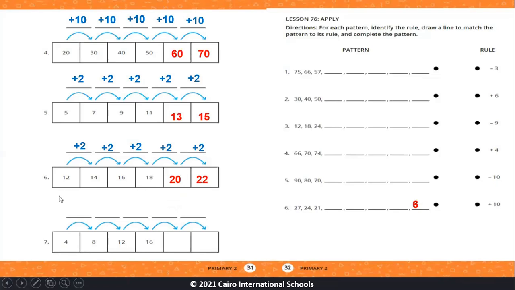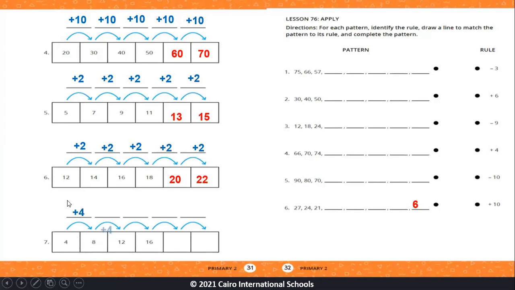Okay, the last one in this lesson, 4, 8, 12, 16. The pattern is increasing pattern or decreasing pattern? Yeah, bravo, it's increasing pattern. Great, so bravo. So each time we are adding. Adding what? Subtract the first two numbers. Big number minus small number. 8 minus 4 equals 4.